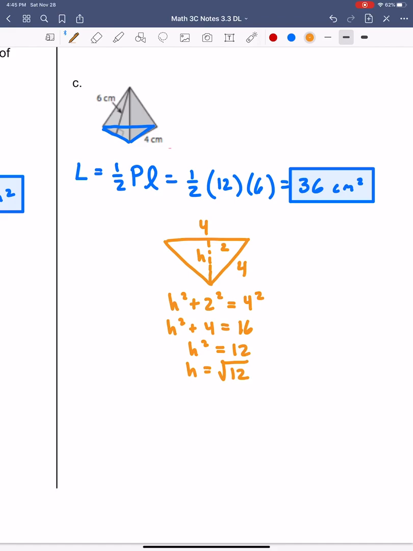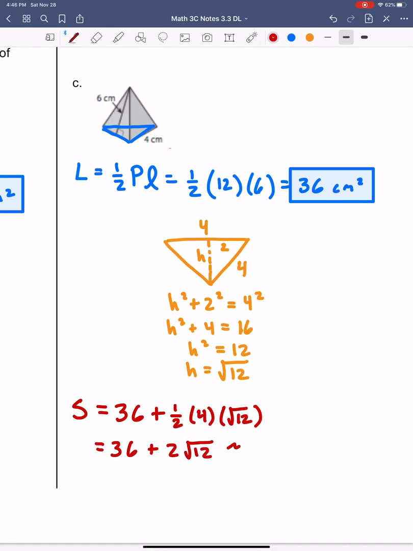And so now I can jump into finding my surface area, which we know is going to be 36, that's the lateral area from above, plus the area of the base. Remember, this is the big B. In this case, instead of length times width, because it's not a rectangle anymore, I have to do 1/2 base times height. We know the base of this triangle is 4, and we just found the height to be the square root of 12. So that's going to be 36 plus 2 square root of 12. If I were to evaluate this all the way out, I'd get approximately 42.9 centimeters squared.